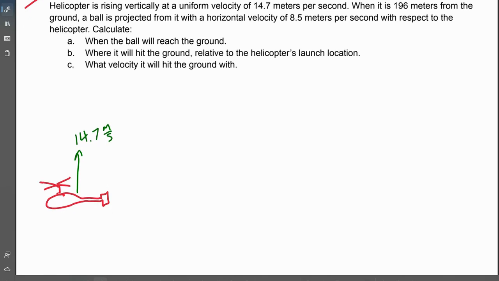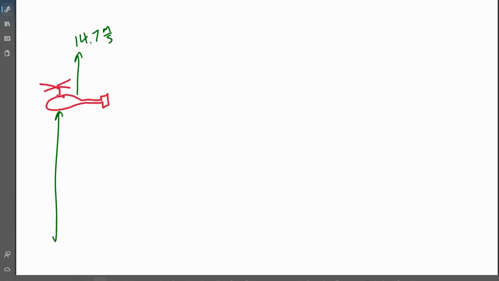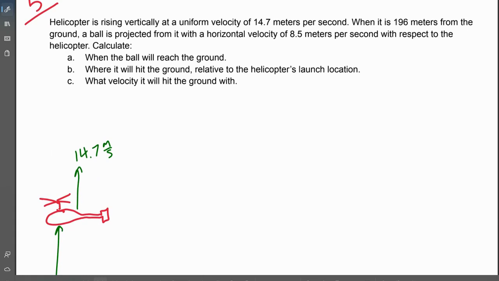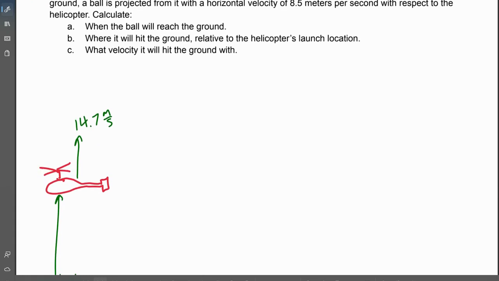When it's 196 meters from the ground, a ball is projected from it with a horizontal velocity of 8.5 meters per second. Horizontal velocity, it actually tells us right there, vx. So this is kind of weird, but I'll hopefully walk you through it. Because the helicopter is rising at 14.7, and then we throw something sideways, but whoever throws something sideways is also rising, so the ball's motion is going to be up, like that.